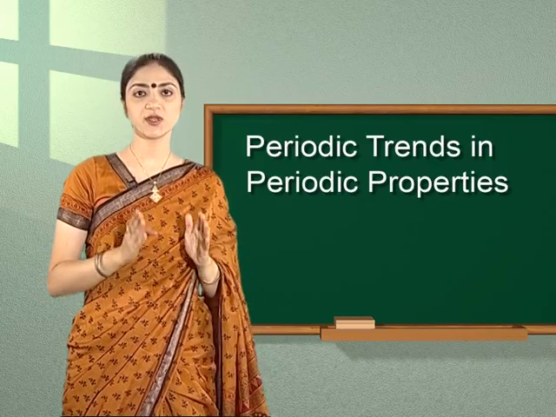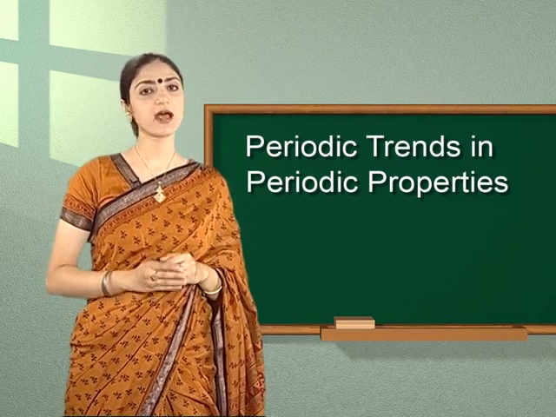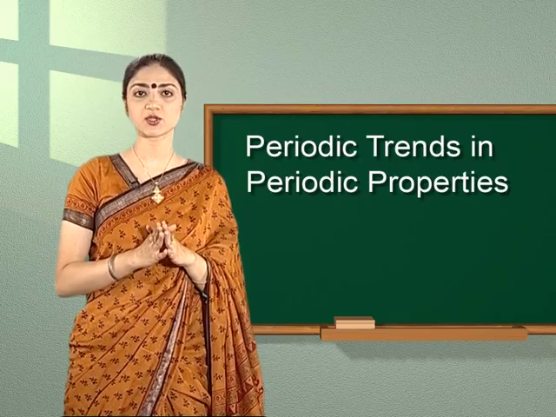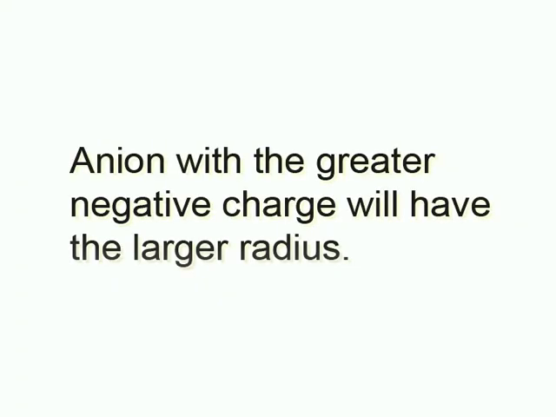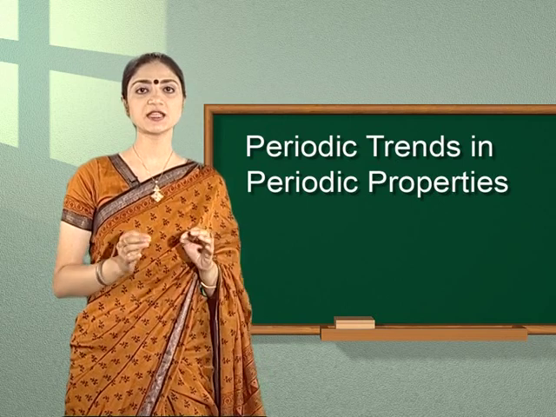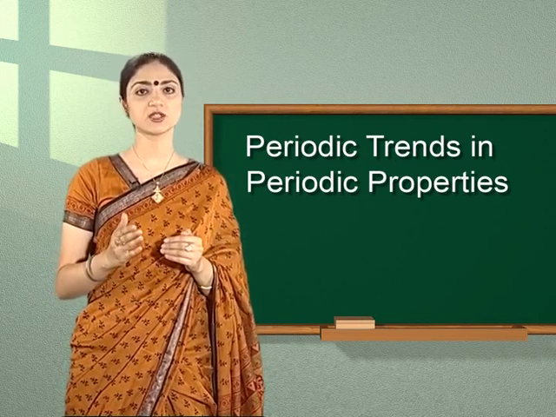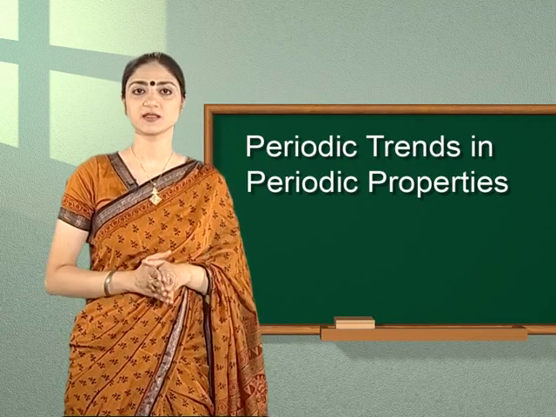The cation with the greater positive charge will have a smaller radius because of the greater attraction of the electrons to the nucleus. Anion with the greater negative charge will have the larger radius. In this case, net repulsions of the electrons will outweigh the nuclear charge and ion will expand.